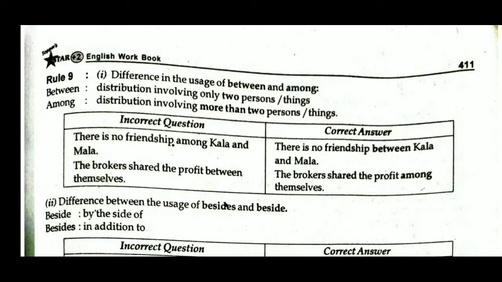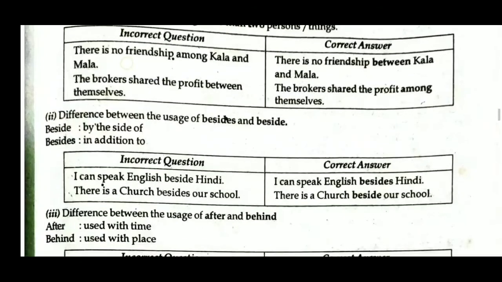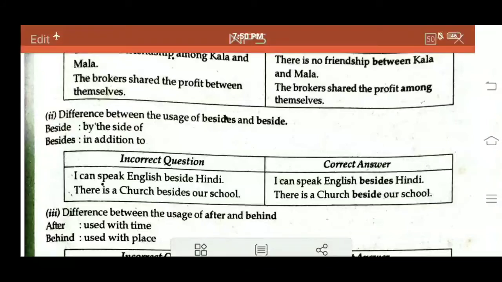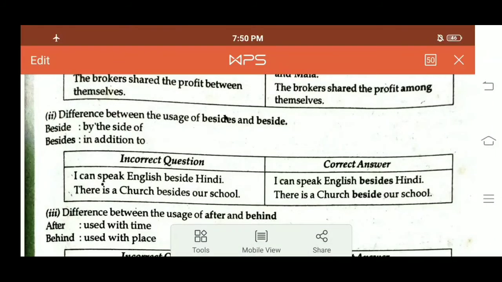The brokers shared the profit between themselves. The brokers, it's in plural. So we are talking about the brokers in plural. So it is not between themselves, it is among themselves. We are talking about more than two. The brokers shared the profit among themselves. It's the right answer.